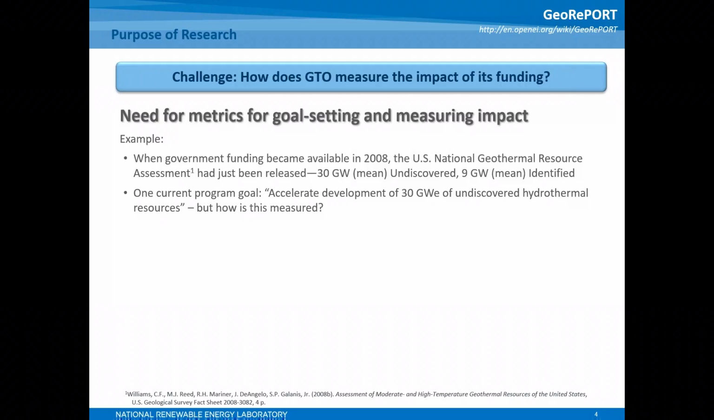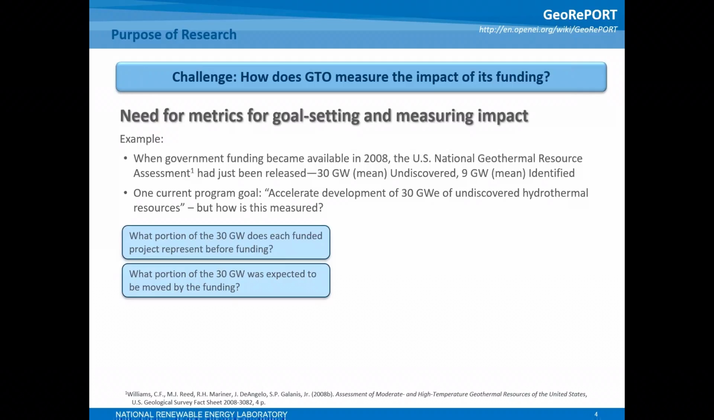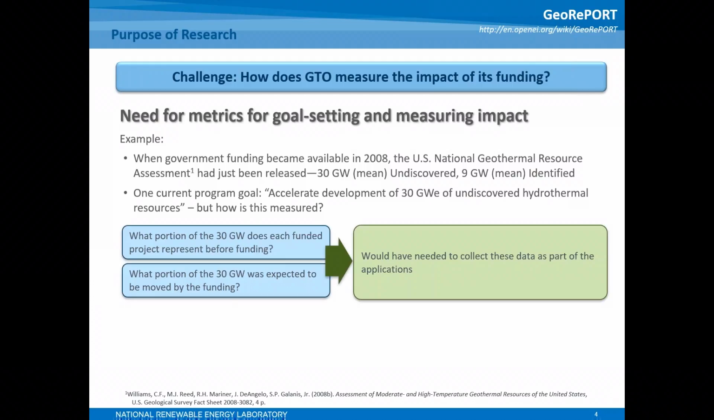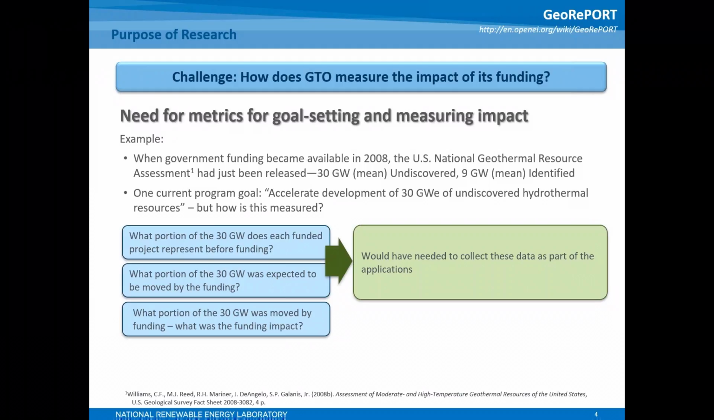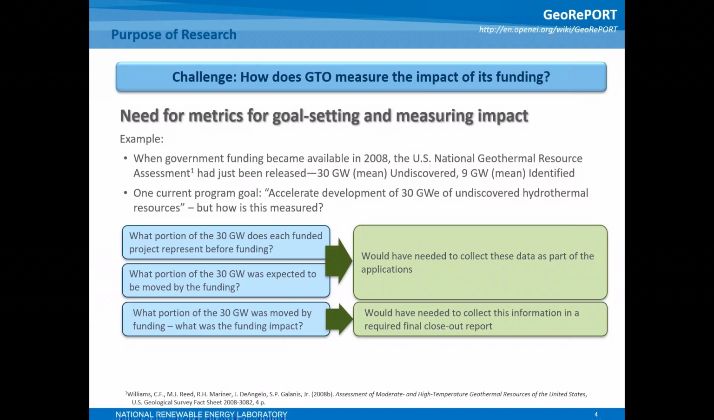But how could something like this be measured? DOE would have to track the capacity presented by each project prior to funding and what the funding was expected to change. This would have needed to be collected as part of the application process. DOE would have to track the potential capacity moved by the funding from undiscovered to identified. But this would have to have been collected as part of the closeout report.